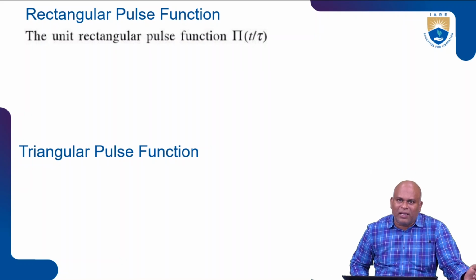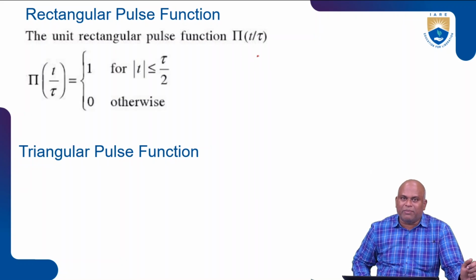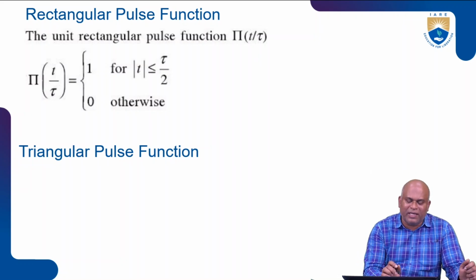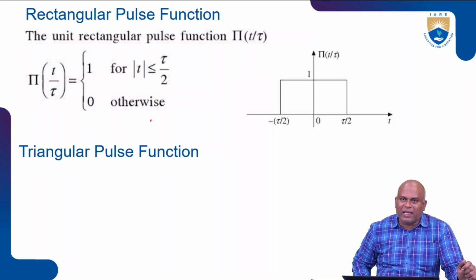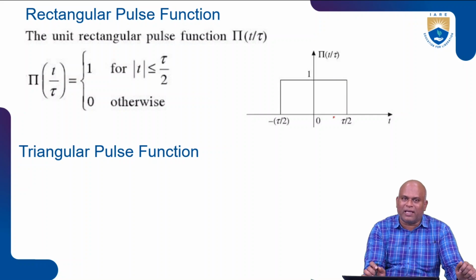Then the rectangular pulse function. The unit rectangular function is represented as Π(t/τ). As a mathematical function, Π(t/τ) is equal to 1 for mod of t less than τ/2, and 0 otherwise. The graphical representation of the rectangular pulse function is present only for mod of t less than τ/2, that means from minus τ/2 to plus τ/2. It will have the rectangular shape.